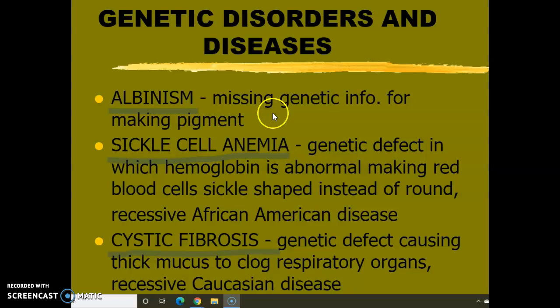Sickle cell anemia, that's a genetic defect. We learned about that already, about the blood. And cystic fibrosis, this is a defect that causes thick mucus to clog up the respiratory organs. And we have a problem about that we'll work coming up.